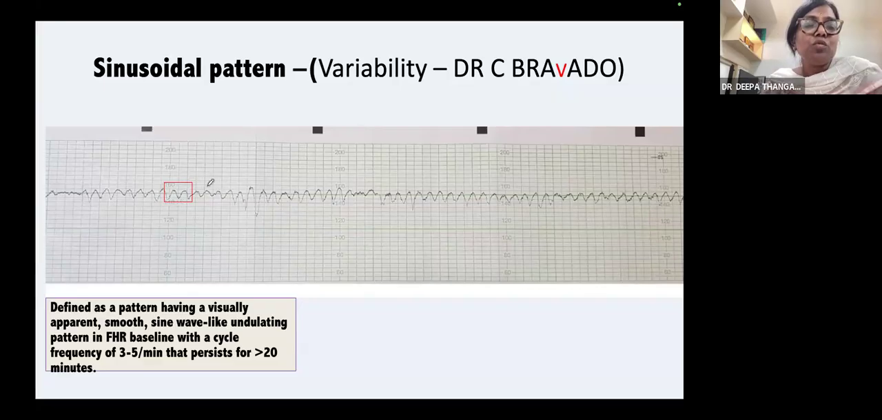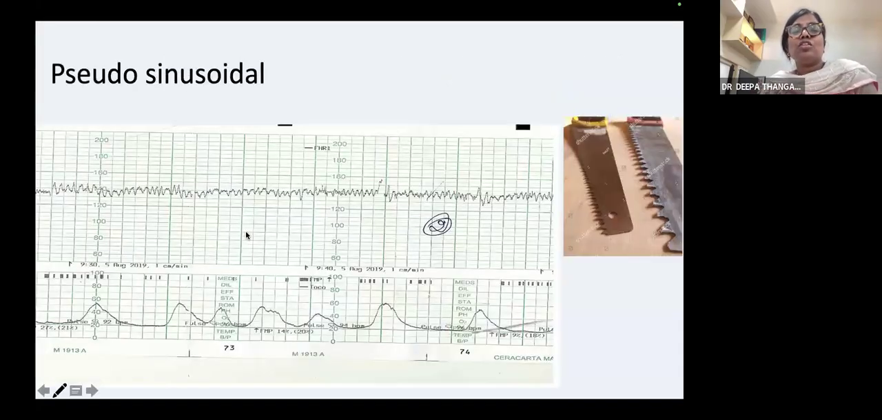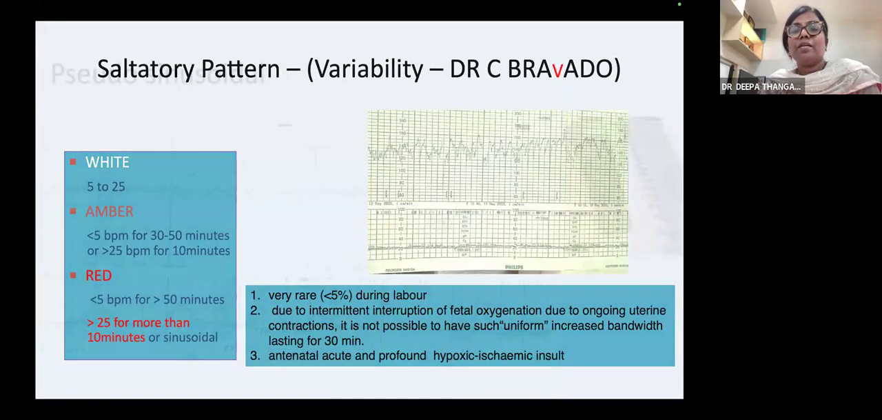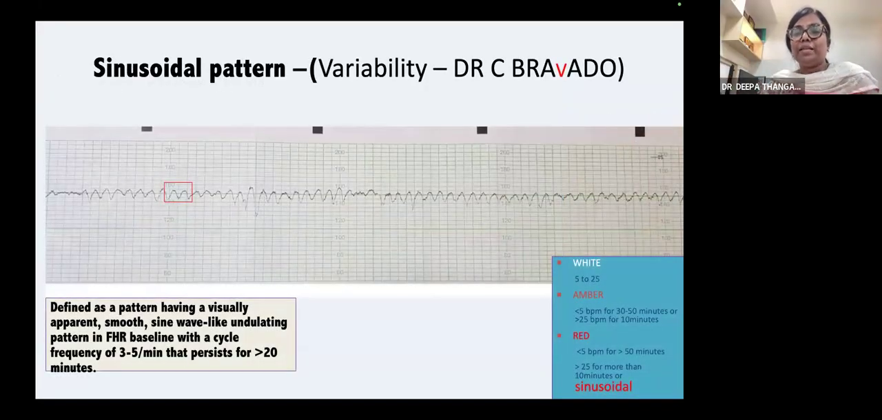So this is a smooth undulating pattern. How do we differentiate this from the pseudo-sinusoidal pattern? There is something called a pseudo sawtooth appearance, from this to this. What is the difference between these? This is more like a blunted form. Even before or after this, the same blunted form will be coming. It never comes back to normal. It may go into a flat line, but never comes back to normal.